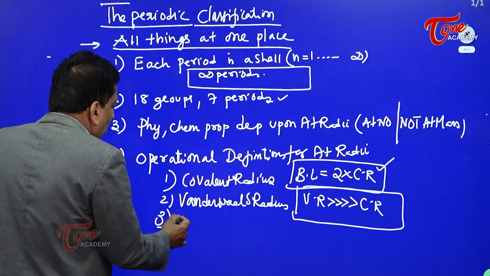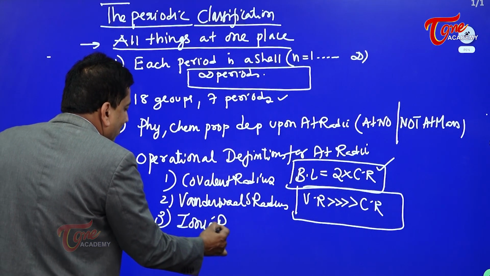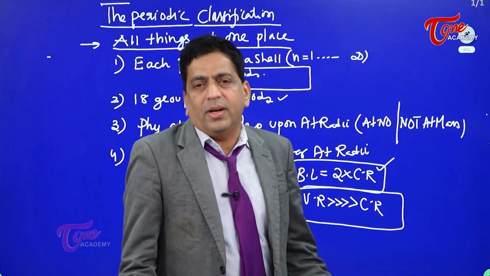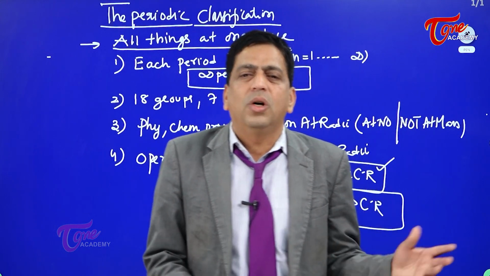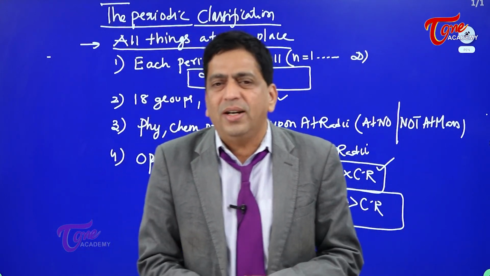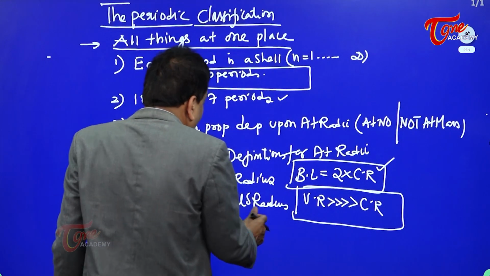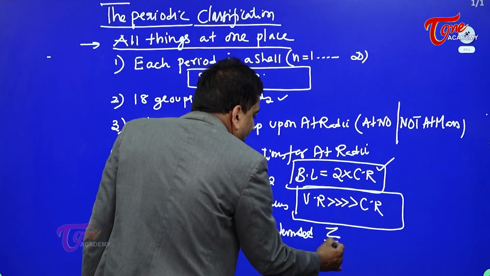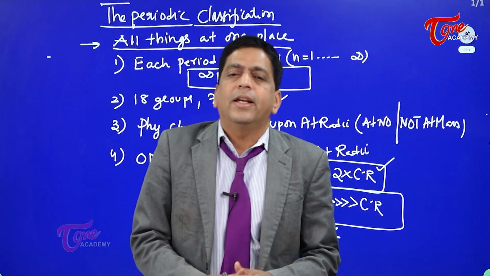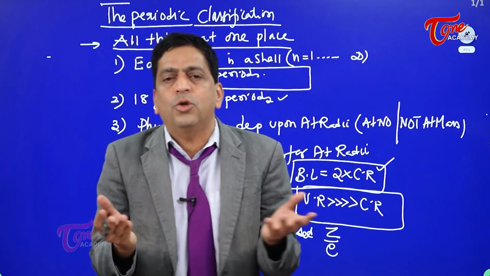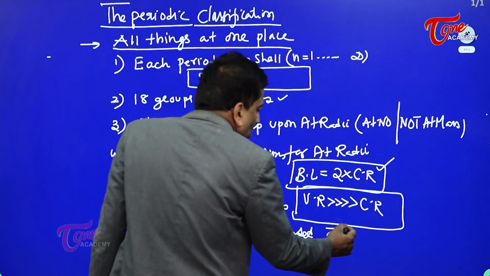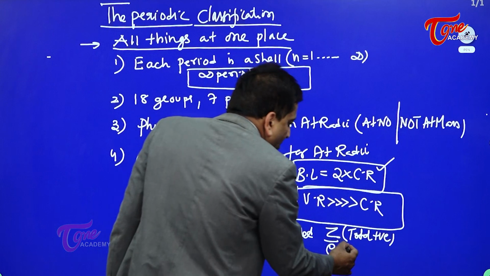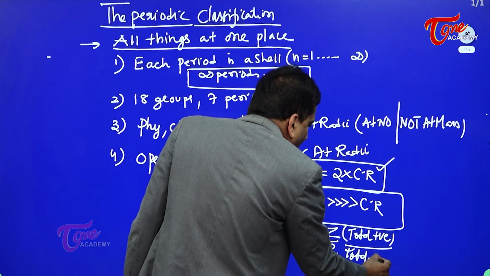And three, you have ionic radii. And remember, ionic radii is for radicals, that is your positive charges and negative charges, you must understand, right? The size of ionic radii is basically determined by Z by E. Now what is Z? It is the total positive charge, divided by the total negative charge.